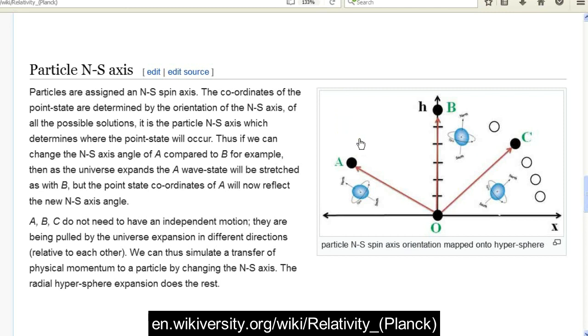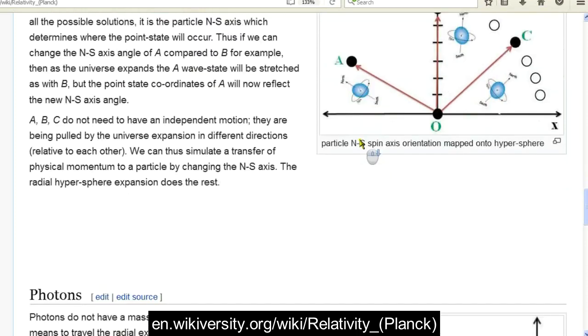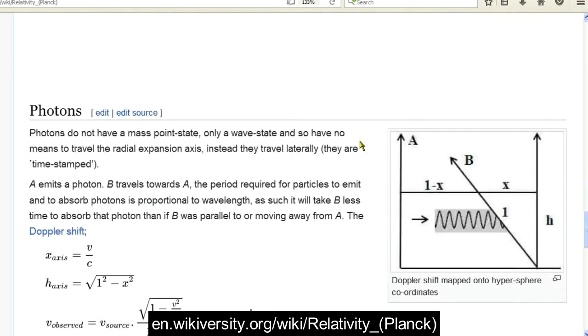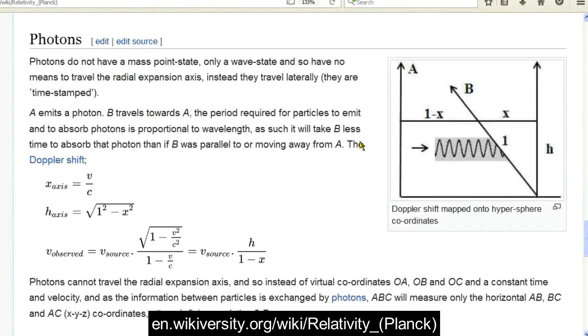Now, photons do not have a mass point state. They have only a wave state, and so they have no means to travel the radial expansion axis as do particles. Instead, they travel horizontally, but this also means that they're traveling at the speed of light in both hypersphere and 3D coordinates. And here, A emits a photon. B is traveling towards A.